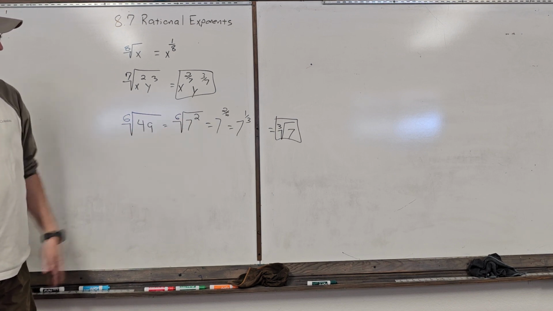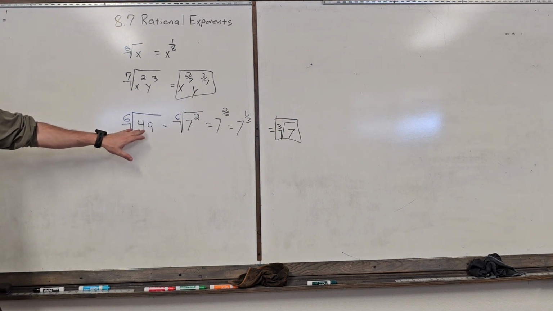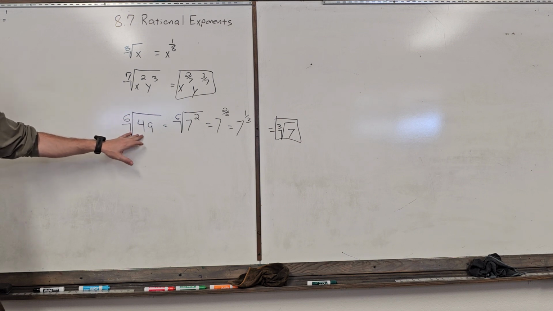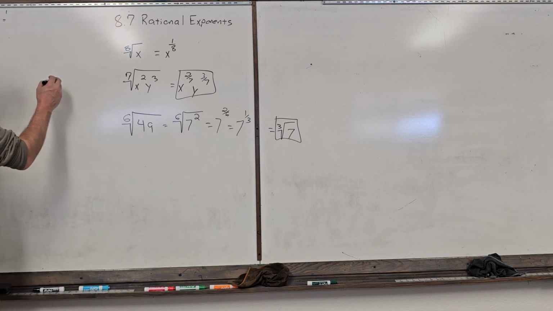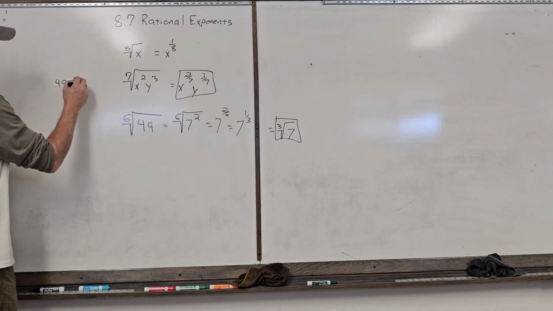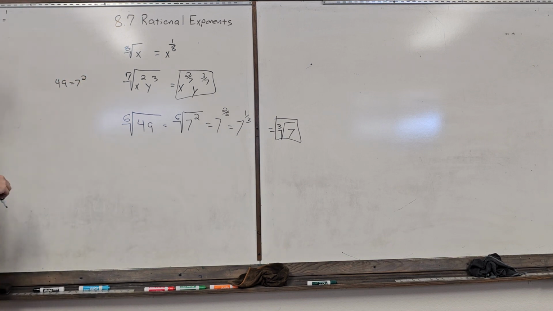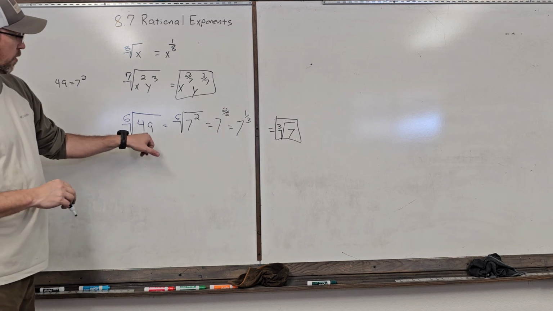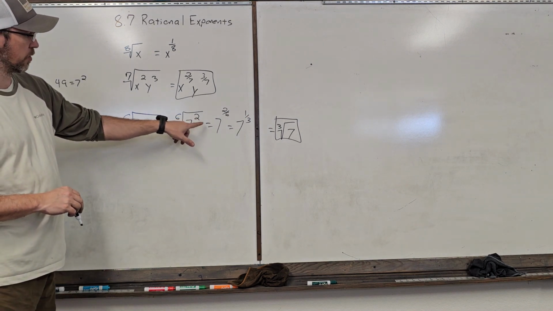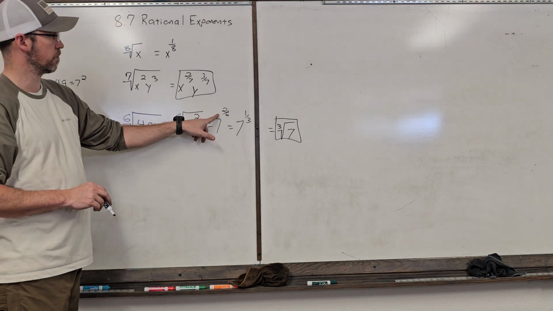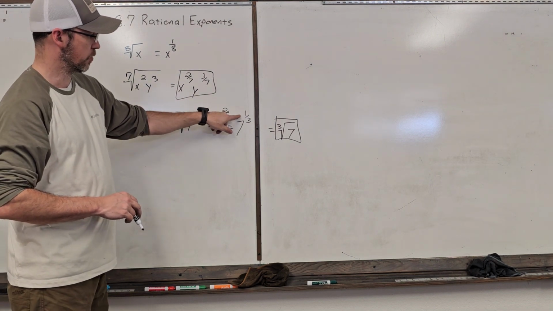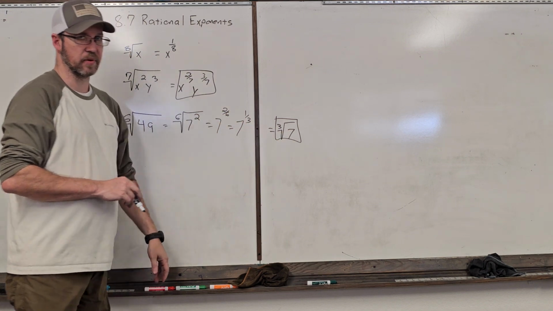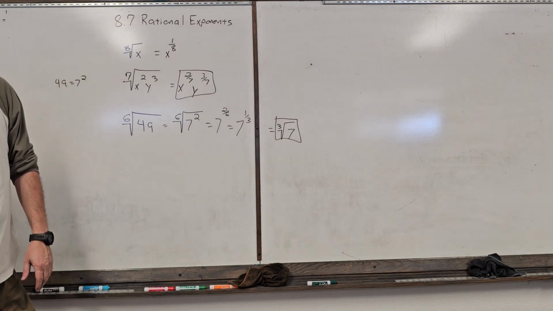49 is the same thing as 7 squared. Anytime I can change it, if it's a perfect square or a perfect cube, I need to be able to recognize that and understand that 49 is equal to 7 squared, which means I can interchange those two things. So I changed 49 to 7 squared, changed it to rational exponent notation, reduced it, converted it back, and it cleaned it up a lot. The cube root of 7 would be your final answer there.